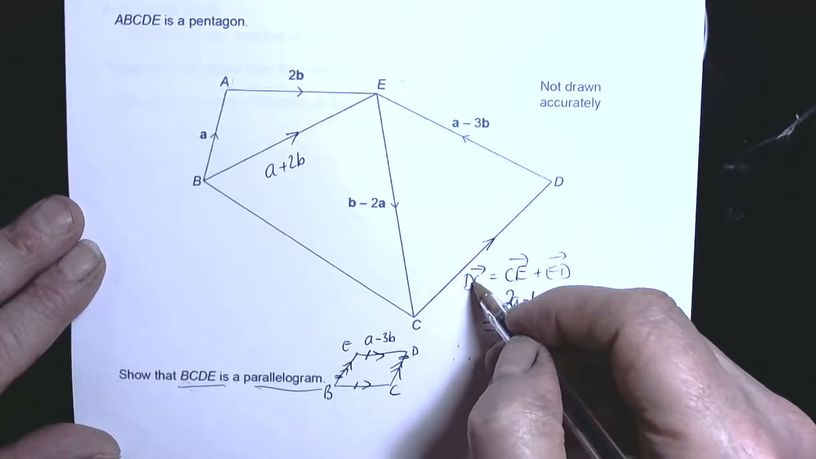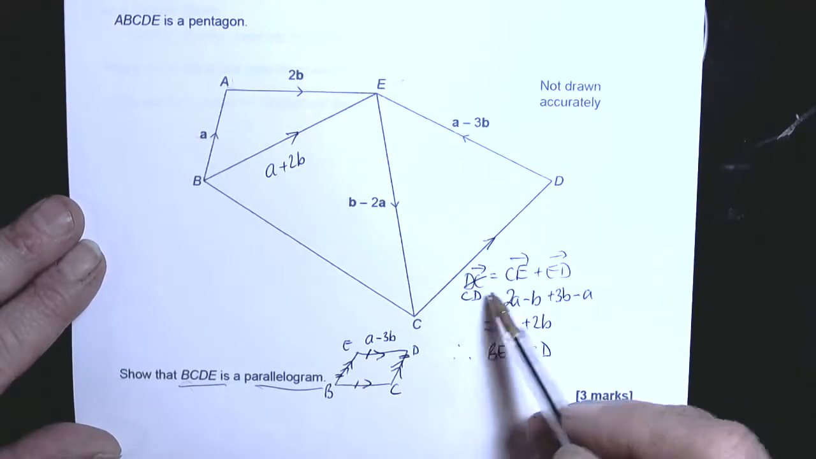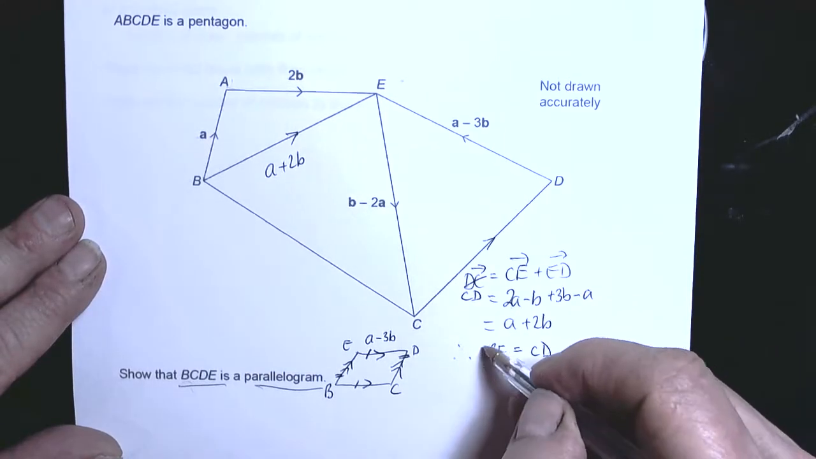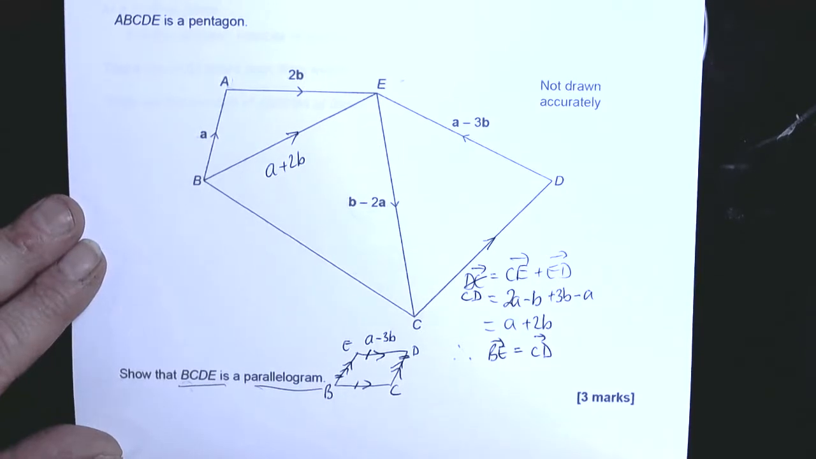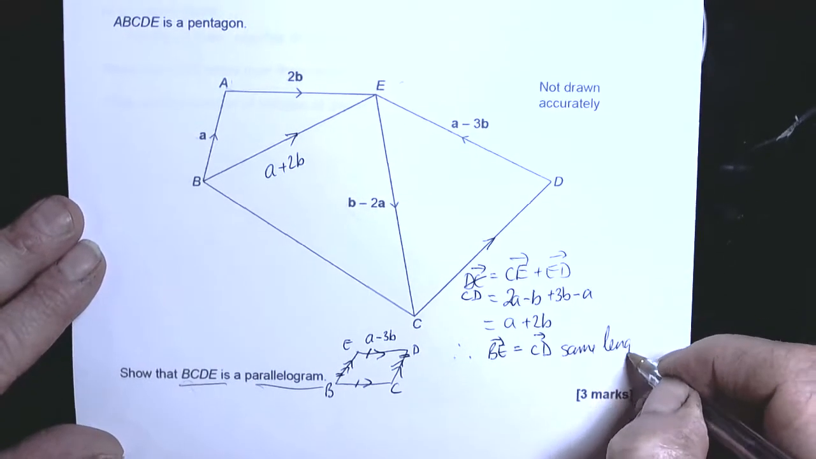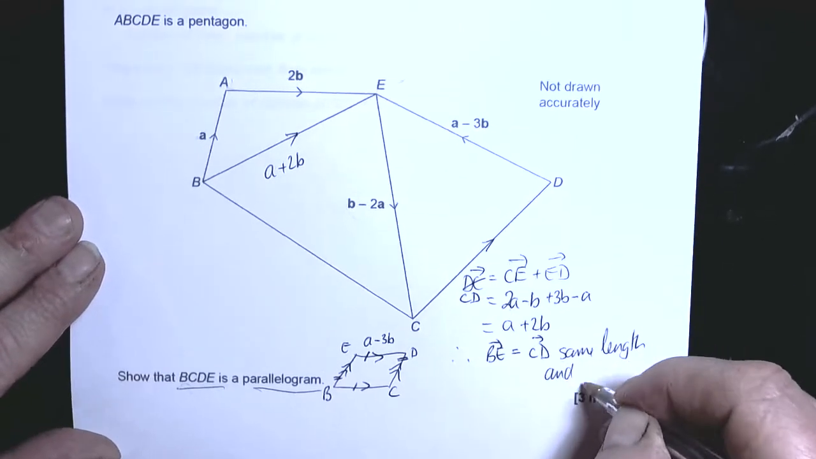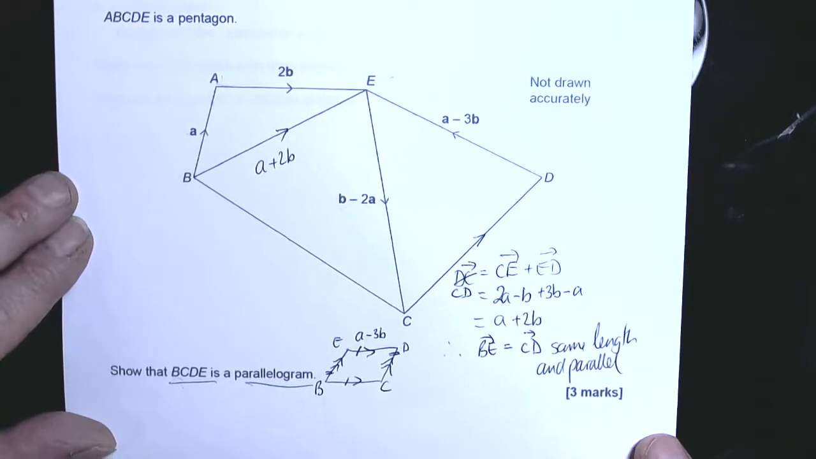Okay, I said DC, didn't I? I should have said CD really, because I started at C and ended at D. So that should have been CD. Okay, so BE does equal CD. They're a multiple of the same vector, therefore they must be the same length. So same length and parallel. Okay, so that's the first bit done.